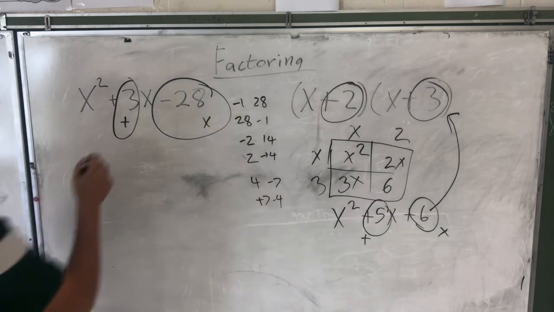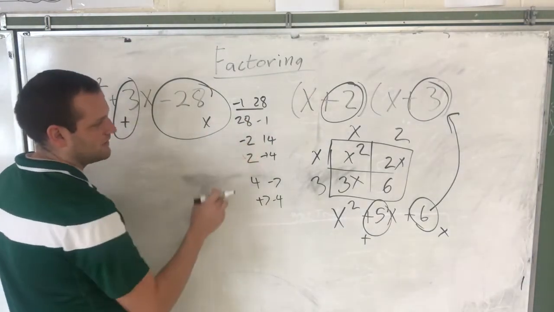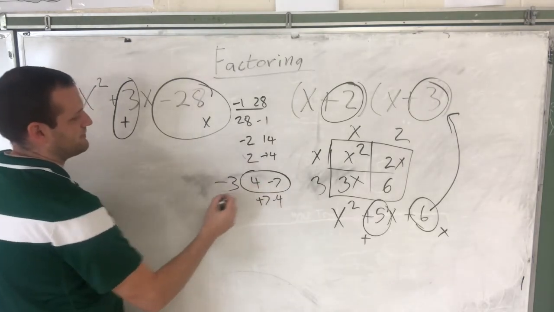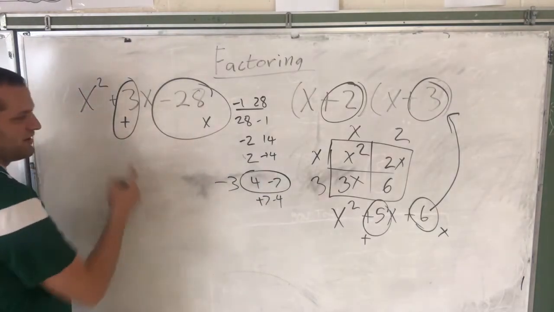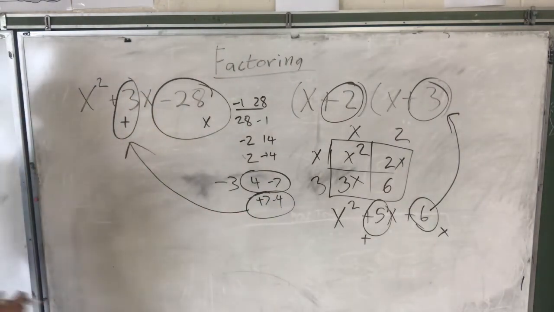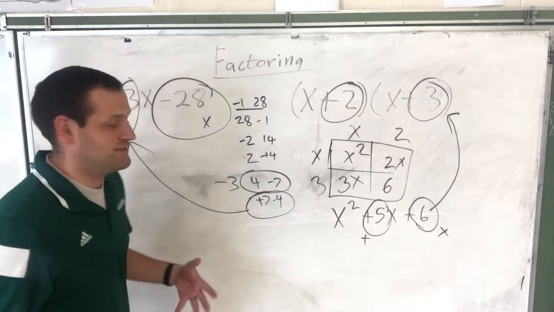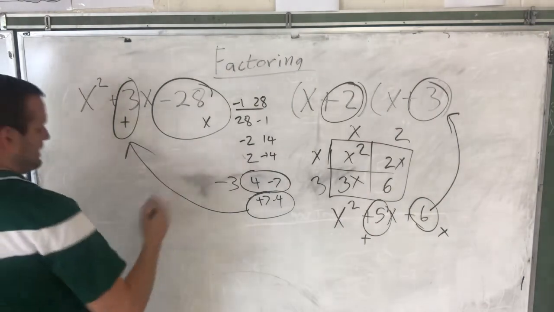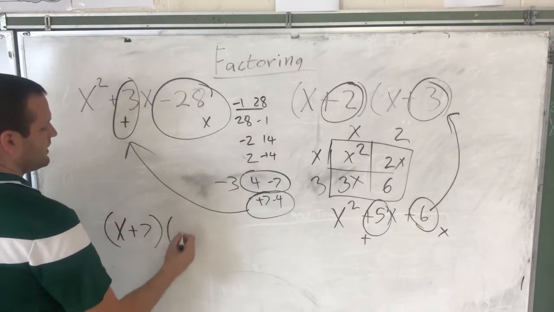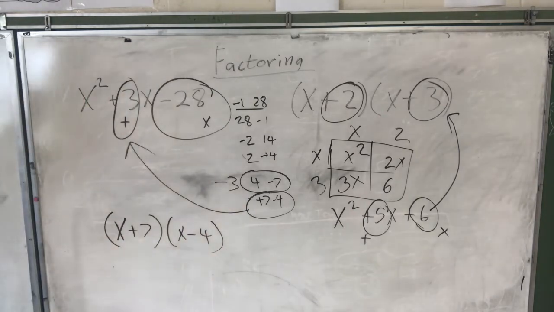Let's see which of those now add to be 3. No, no, no, no. Ooh, is that close? That's negative 3. So in the right area, we want to get positive 3. There they are. 7 plus negative 4 is 3. So how do I write my answer? It's not just 7 and negative 4. Our answers are x plus 7 and x minus 4. Ta-da!